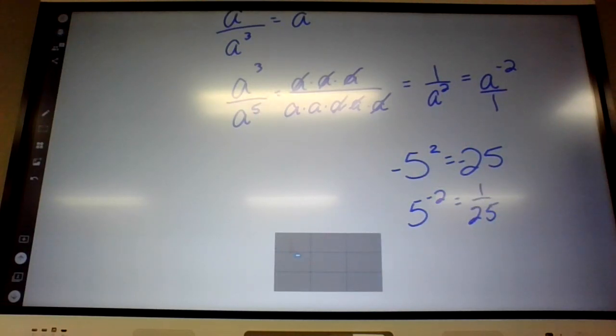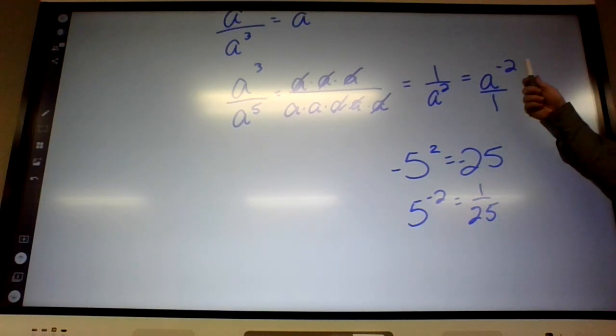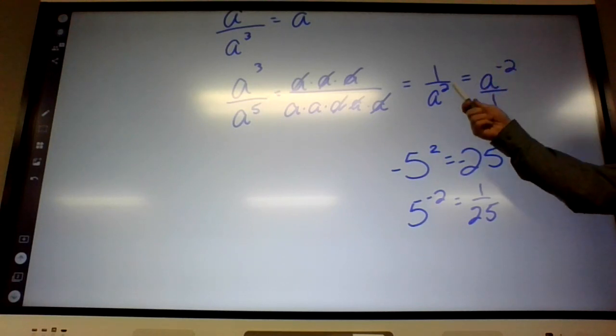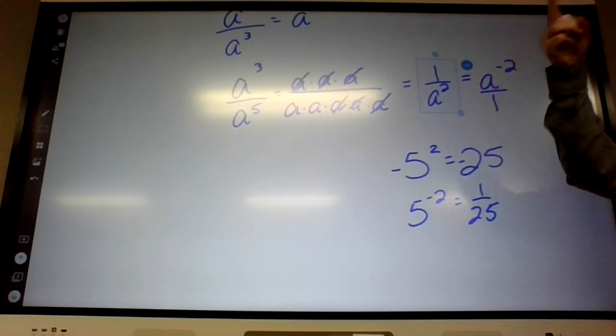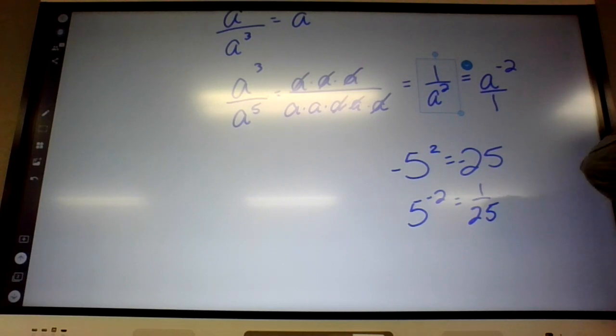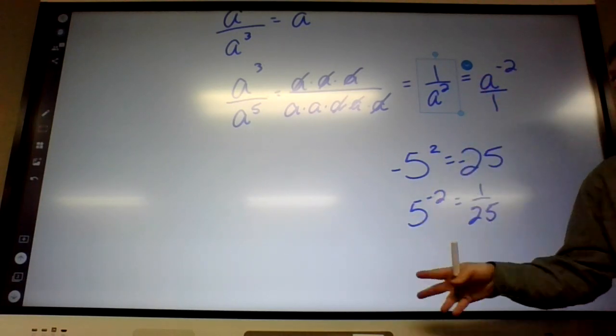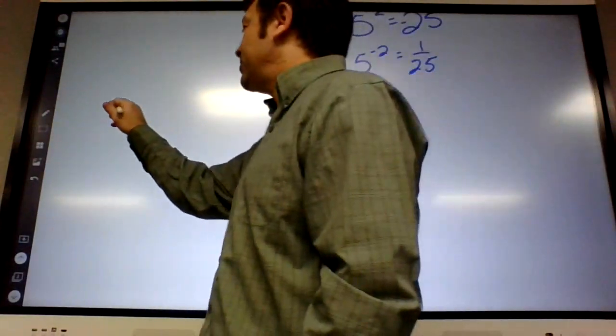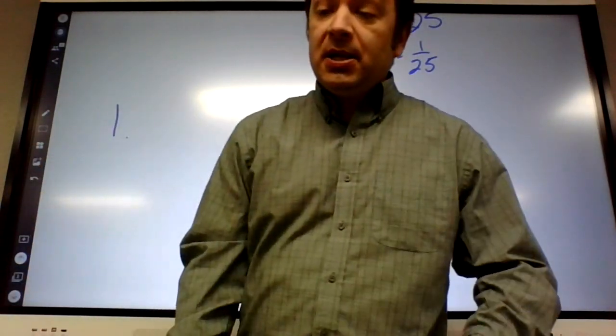It kind of depends on what the directions tell you. It's more common for them to tell you, do not leave a negative exponent. So if we get an a to the negative 2, we're going to have to change it to a to the 2 on the other side. But sometimes they say just leave it. So it just depends on the direction. We'll talk about it as we go.